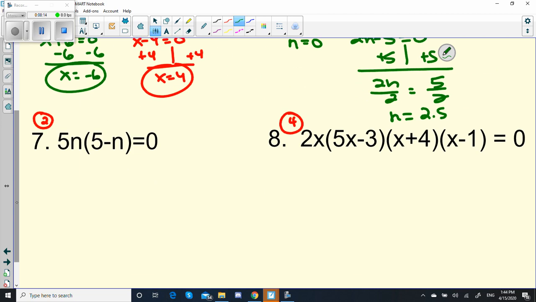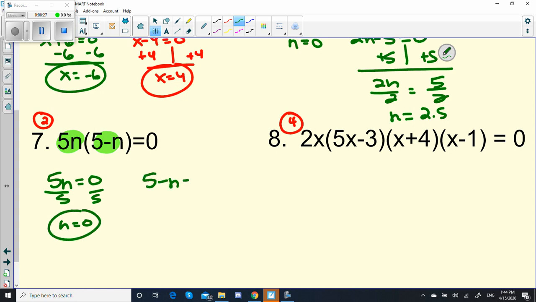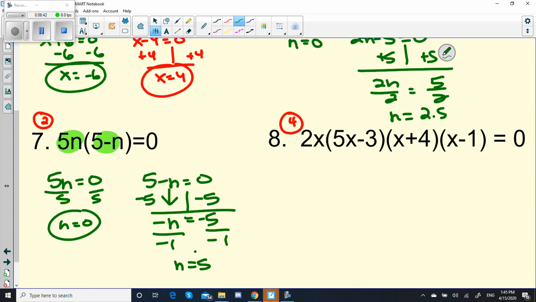Okay, if I go to number 7, I'm going to set both of the letters equal to 0, this one and this one. So 5n equals 0. So I would divide by 5 to get 0. And 5 minus n. This one's a little tricky. So the first thing I have to do is subtract 5 on both sides. And I have to pull the negative n down. The whole thing comes down. And then I have to divide by -1. So the 2 solutions on number 7 are 0 and 5. That one was a little tougher. I got to remember those solving skills.